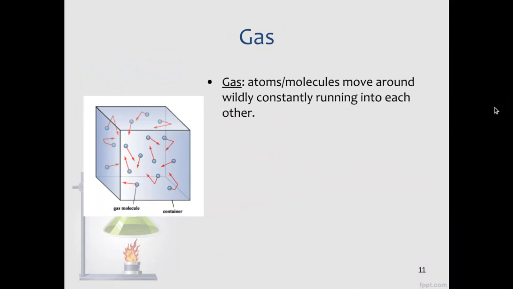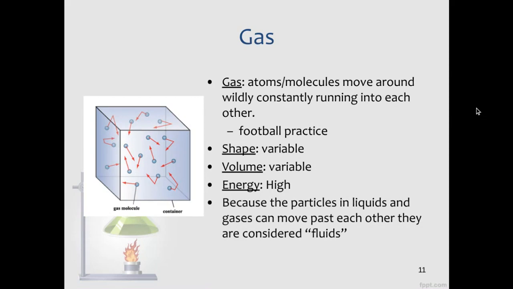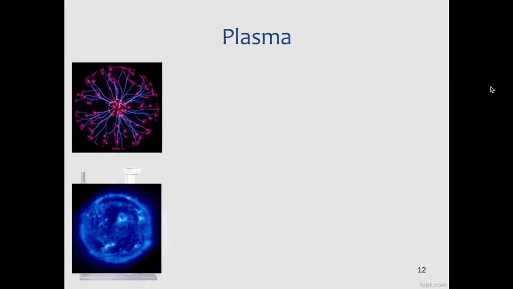Next, we have gas. Those atoms and molecules are moving around wildly, constantly running into one another. For example, football or even volleyball practice. The balls are bouncing around, students are running around. It's kind of a controlled chaos, and that's the way that the gas atoms and molecules are acting. Their shape is variable. They're going to expand to fit the shape of the container that they're in, and their volume is also variable. Their energy is high. They are moving the most, and because the particles in liquids and gases can move past one another, they're considered fluids. So a fluid is anything that we can pour, anything that flows.